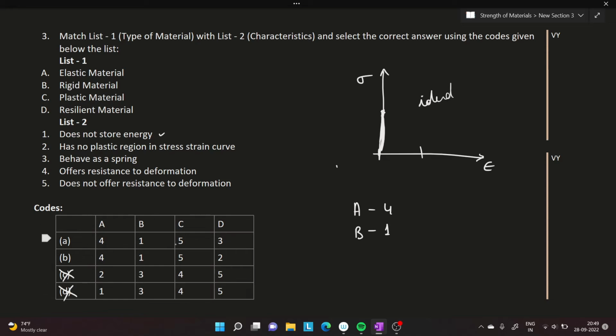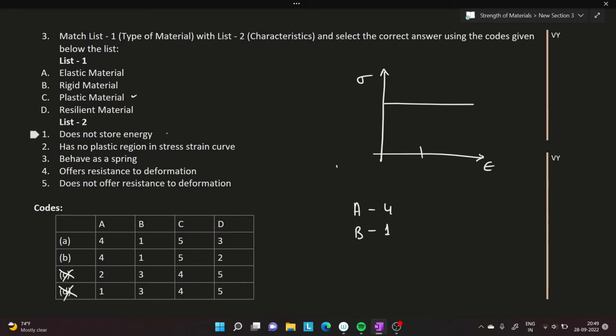Let me take the next material, which is going to be the plastic material. For plastic material, let me draw a stress strain curve for a perfectly plastic material. For a perfectly plastic material, the stress strain curve is going to be a horizontal line, meaning that without any increase in the stress, the strain continuously changes, right? So for constant stress, the strain continuously increases. It is going to be the material property of a plastic.